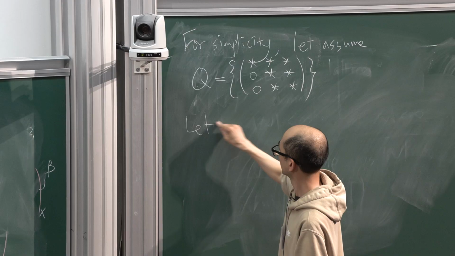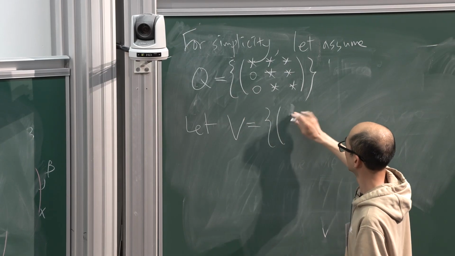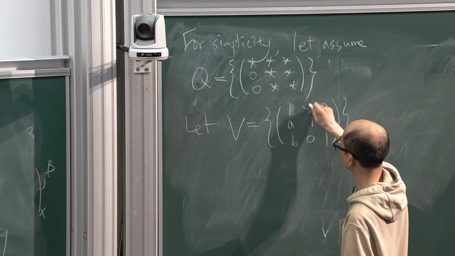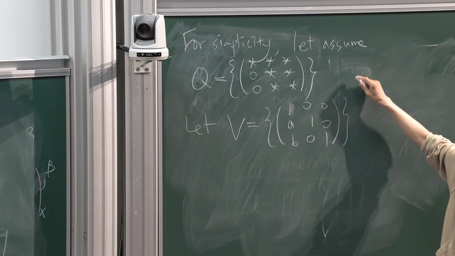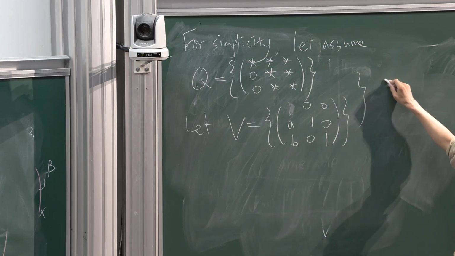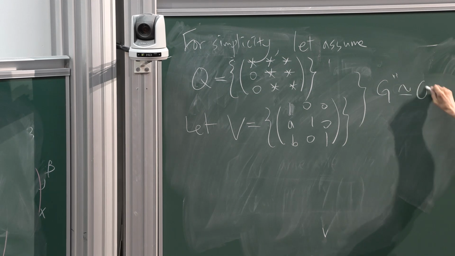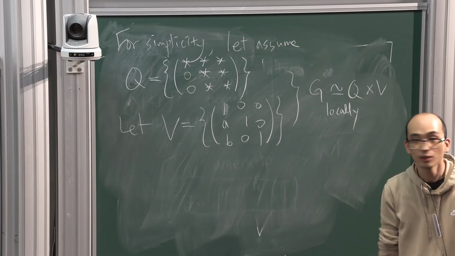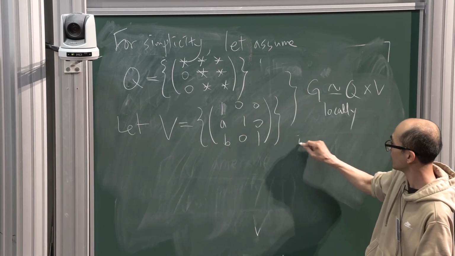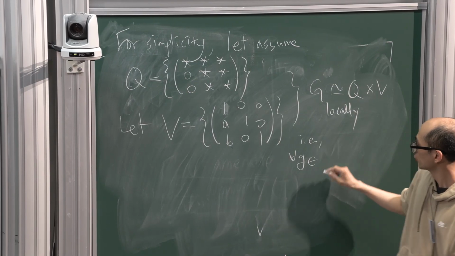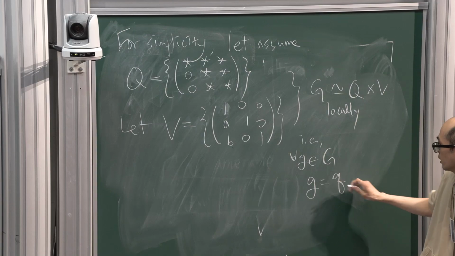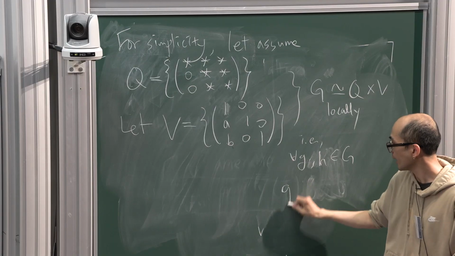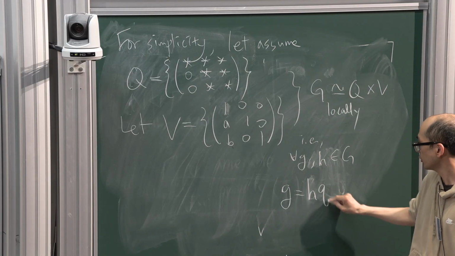And now let V be the missing roots. If you think about V, then G is more or less Q times V locally, right? You have Q and V, and then you can write every g in G as Q, g and h. You can go from g to h by just h, Q, V, Q prime.